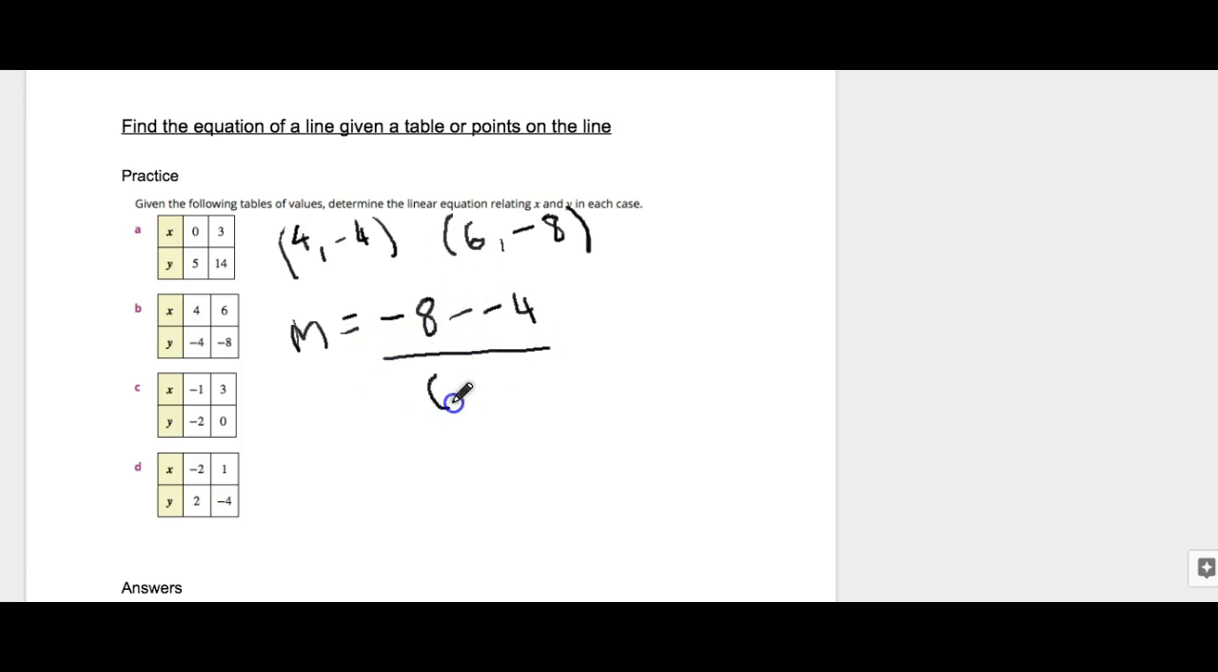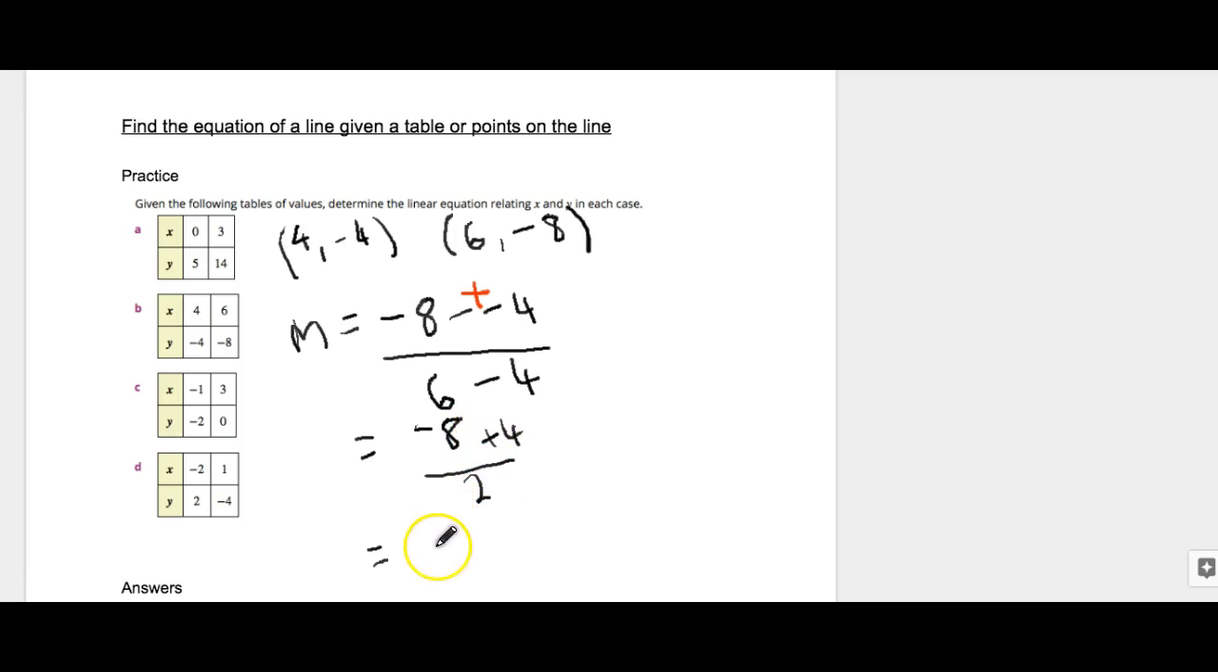Okay, 6 minus 4. So we do the difference in our y's and then the x's. Now, you would have noticed that I had 2 negative signs there. So remember, 2 negatives become a positive. So I now have -8 plus 4 over 6 minus 4, which is 2.